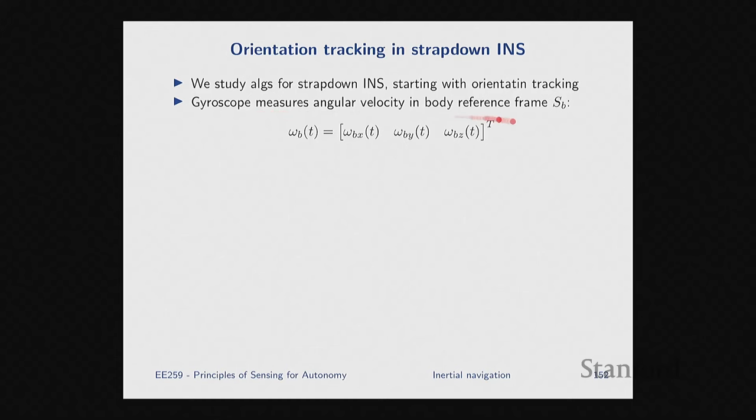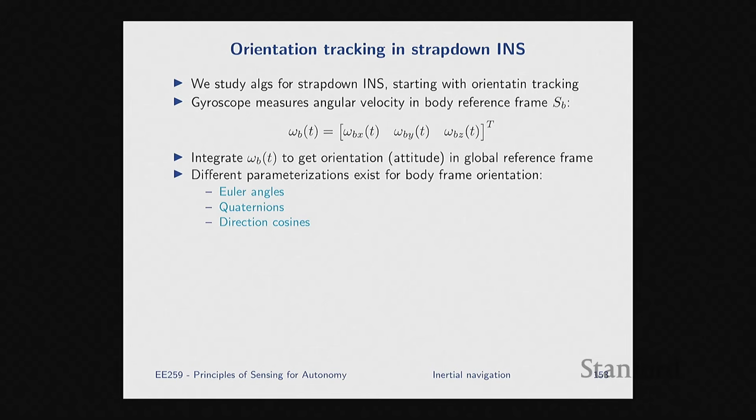Okay. So to track orientation, we use a gyroscope. And a gyroscope, as we know, if it's a three-axis gyroscope, gives you three readouts, right? It gives you angular velocities relative to the x, y, and z directions of the device, right? So that's why there's a subscript b here. These are measurements in the body reference frame of the device. So that's your gyroscope readouts.